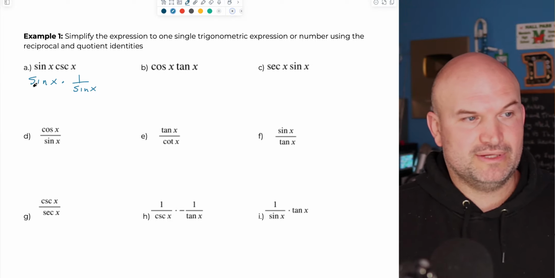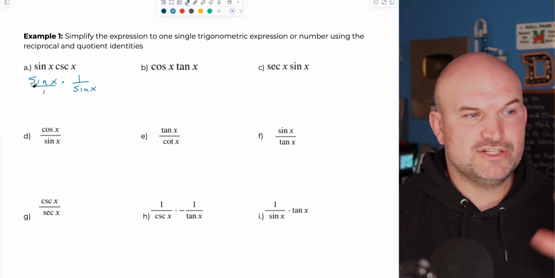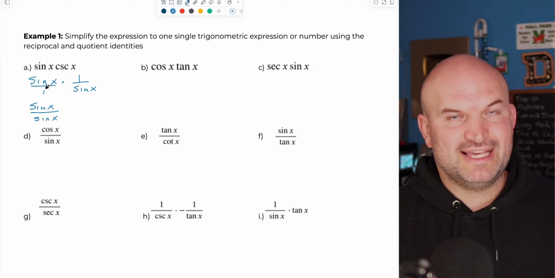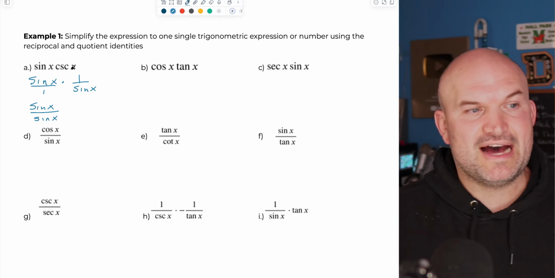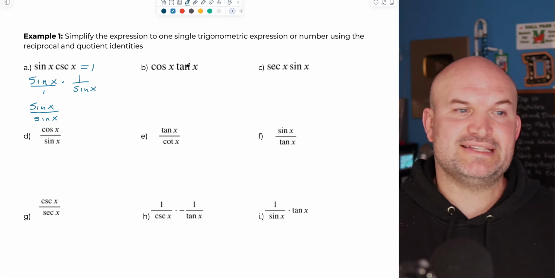So if I look at this, I have a sine of x times a 1 over a sine of x. Well, obviously, ladies and gentlemen, sine of x is simply sine of x over 1, right? You can always write something over 1. And so if we were to multiply these across, you'd have sine of x over a sine of x. So we don't think about they cancel each other out, but no, they divide to equal 1. Over here, I have cosine of x times tangent of x.